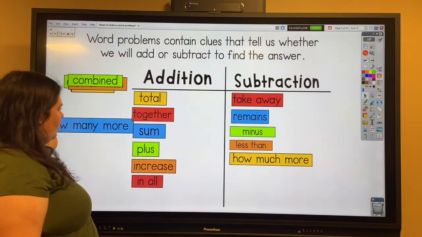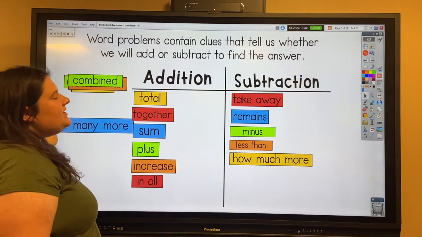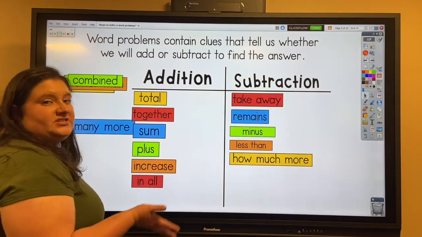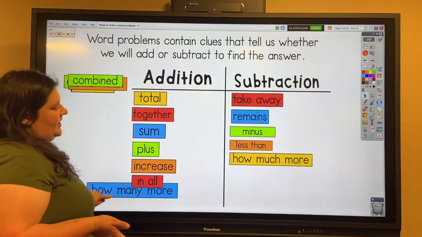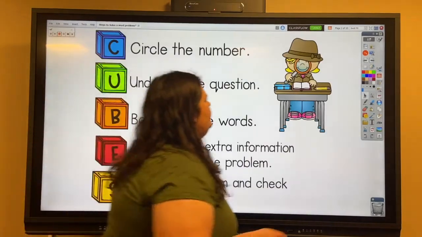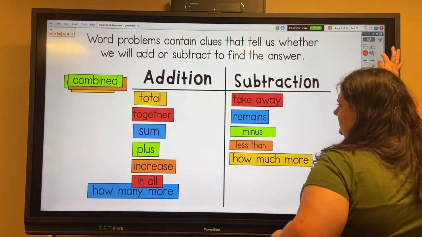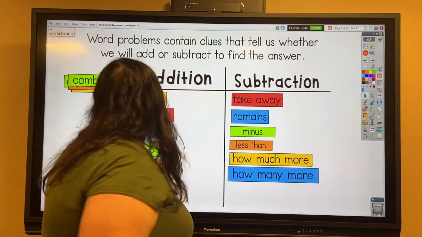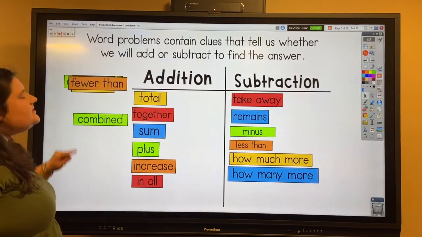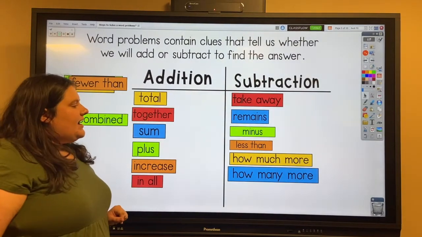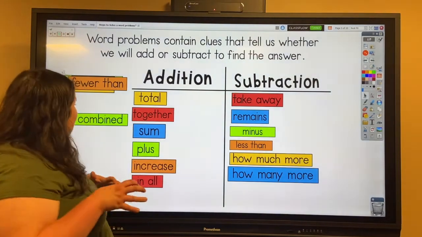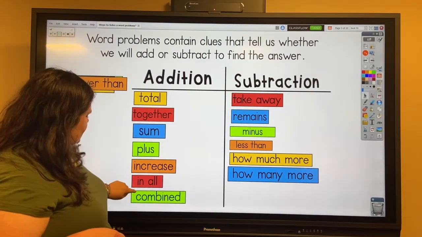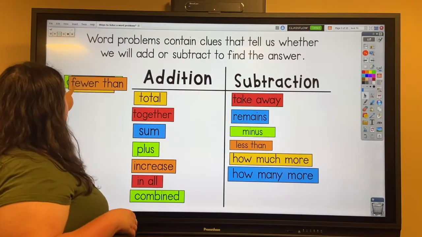How many more? Again, how many more would be asking, like, how many more apples versus grapes do I have? So I'd be subtracting to solve that problem. Okay, combined, so how many do I have combined together? That would be addition, combining the cookies and stuff like that.